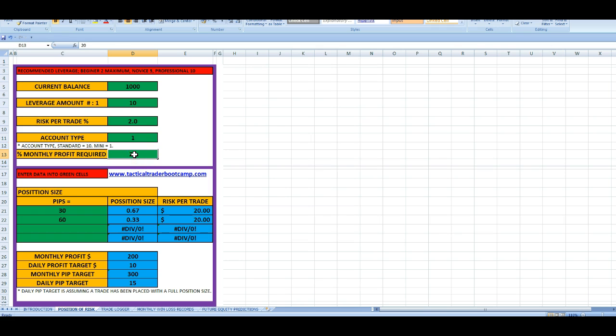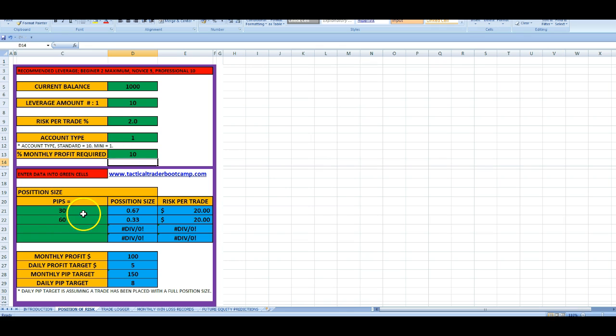For monthly profit required, we can put anything in there at all. Anything within these green cells you can change to your own variables, and then the blue cells will tell you the numbers that you need to know. So we're just going to put down 10% for monthly profit required.